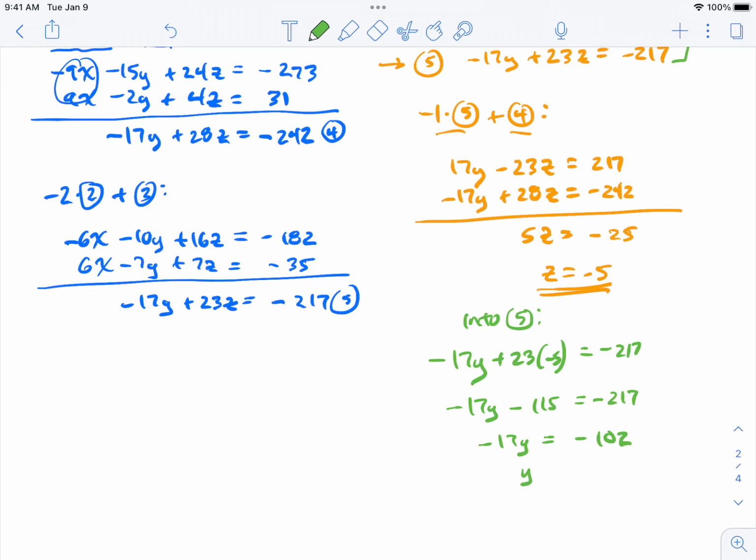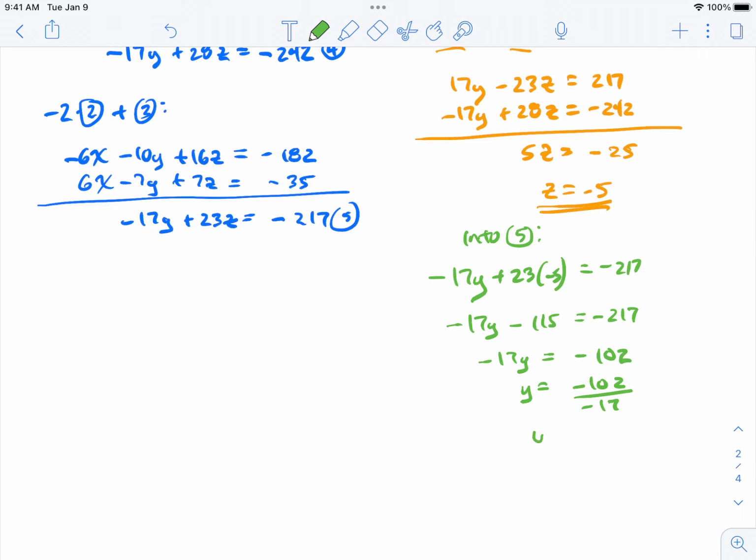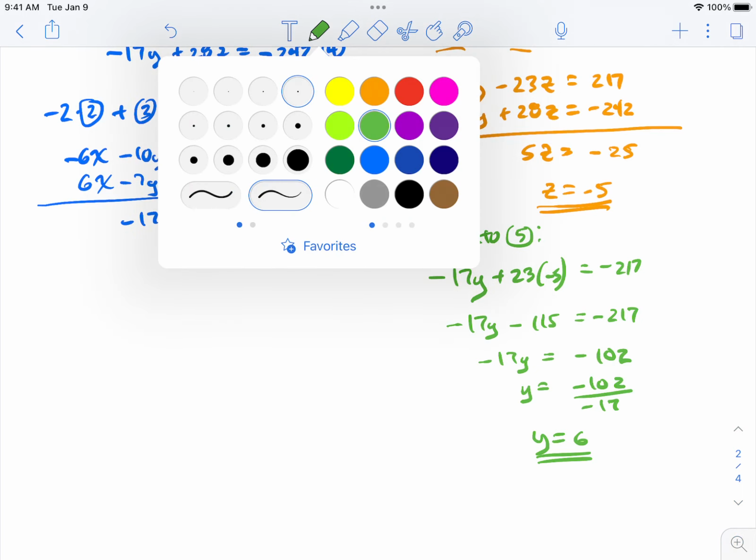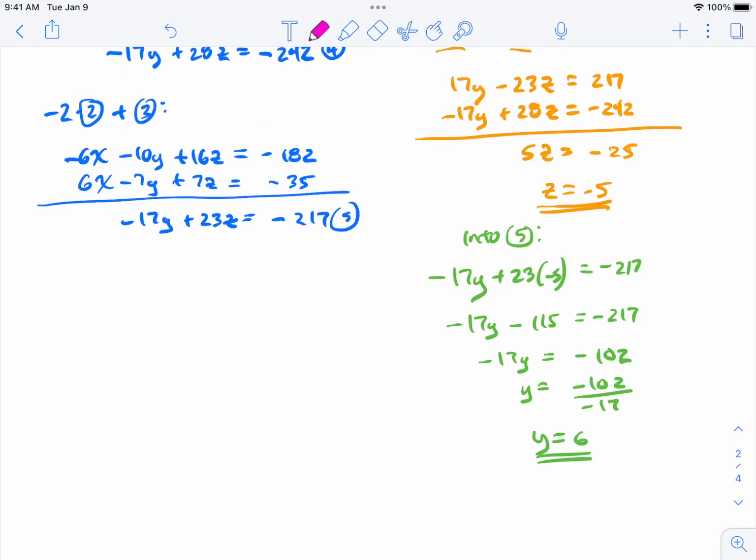Cool. And then you divide both sides by the negative 17. And it turns out, if you multiply 17 by 6, you will get 102. So we've got the answer of y equals 6. 2 down, 1 to go.